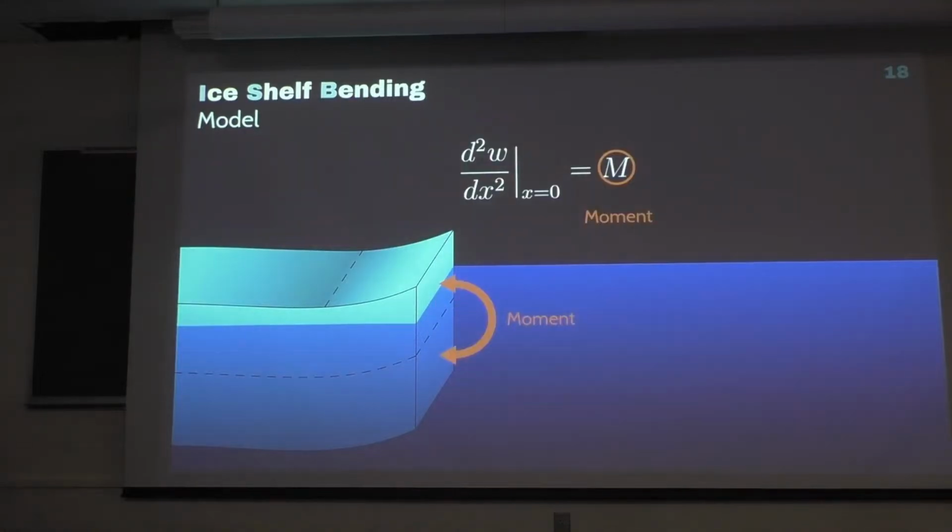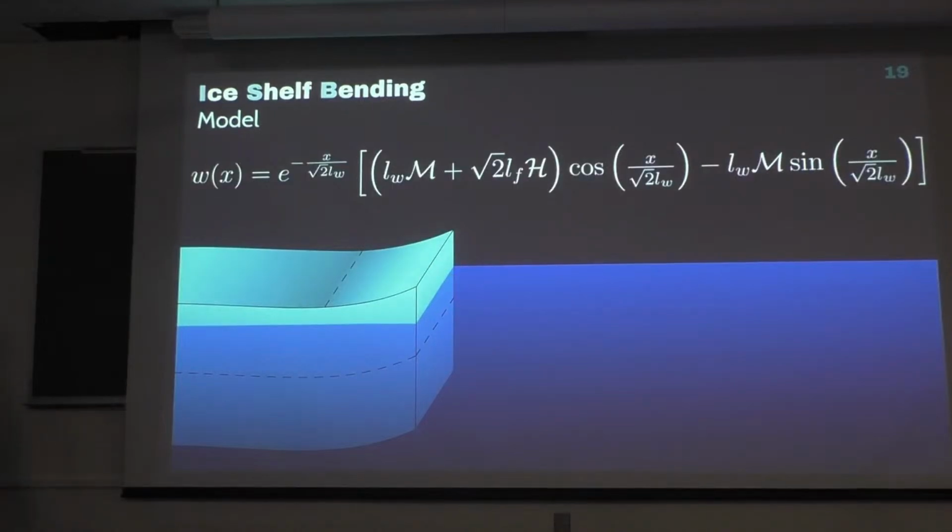And finally, we just say for the internal moments that the moment at the front of the ice shelf should be equal to this moment that can either bend upward or bend downward. You can solve this equation, and it's that. Don't ask me how to get that. But basically, the way it looks is just a decreasing exponential times the cosine and sine function. And depending on the parameter, that's what it looks like.